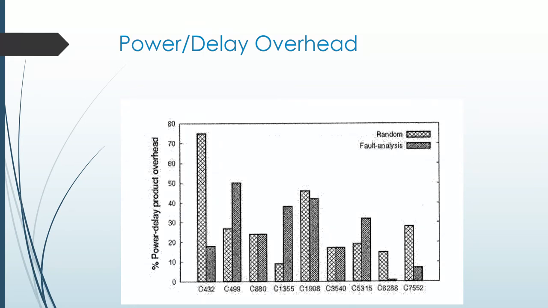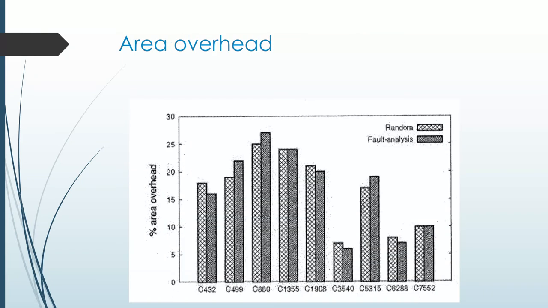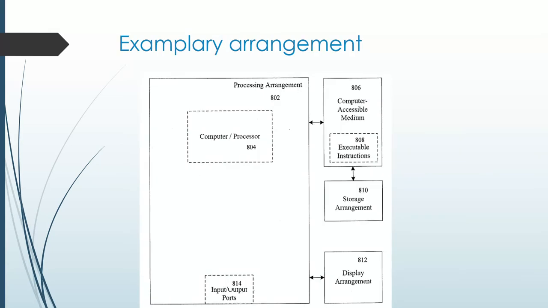Now, let's see how it compares with the random insertion method with respect to Hamming distance, power and delay overhead. As we can see, these results are for the generic method, and they show that for 50% Hamming distance, the present method is much better. And the same thing can be said for the area overhead. If they were compared for the same area overhead, the fault analysis method will have a much lower area overhead. And this is just an exemplary arrangement of how the presented patent will be used in a normal system.